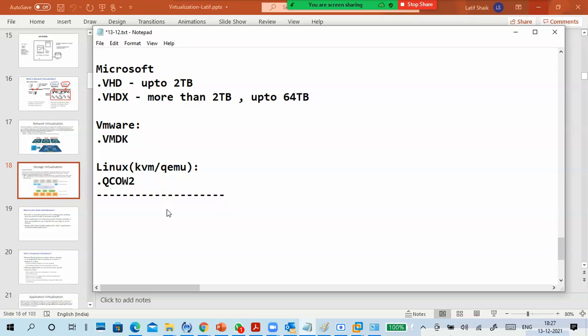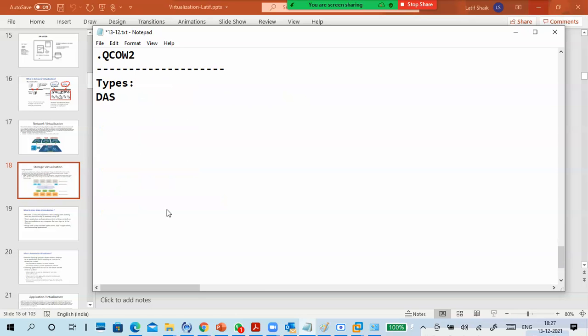Okay, so what is left? Centralized. Types of storage: directly attached storage. Another one is NAS and SAN, network attached storage and storage area network. Local storage is directly attached, central is NAS or SAN.